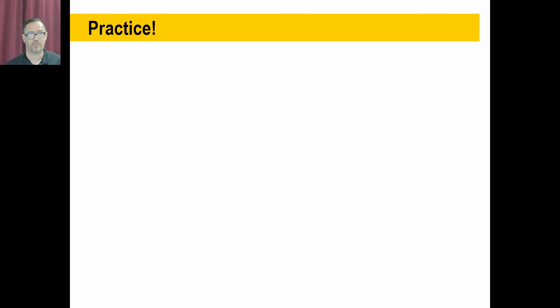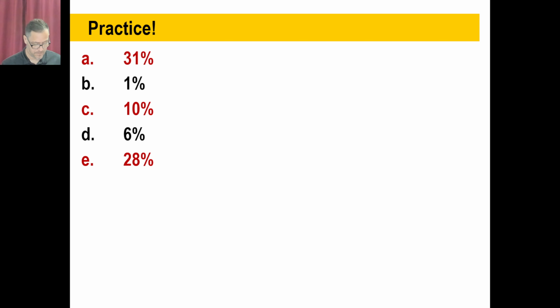Okay. Let's try a couple of practice problems here. Pause it. You can try all of these if you want, or you can just pause it and try one. So go ahead and pause it, and when you're ready, hit A. Okay, A is 31%, of course. B, 1%. C, 10%. All right. D, 6%. E, 28%. Now, you should have set up something that said 7 over 25 equals blank over 100. 25 times 4 is 100. So 7 times 4 is 28. There you go.